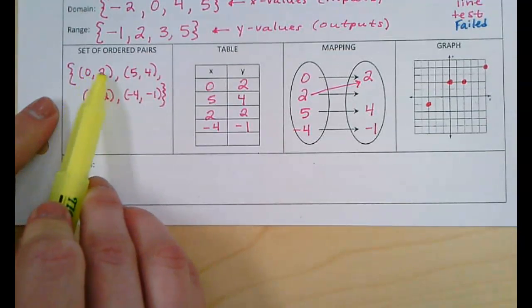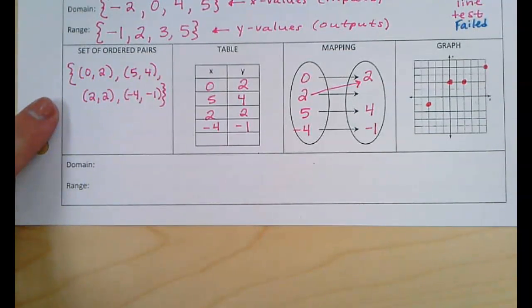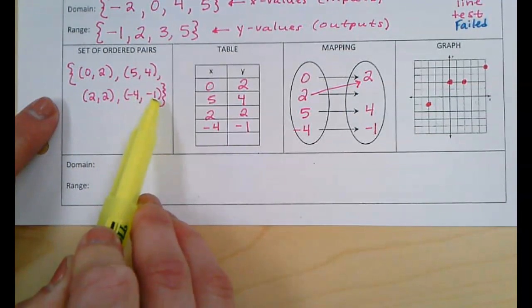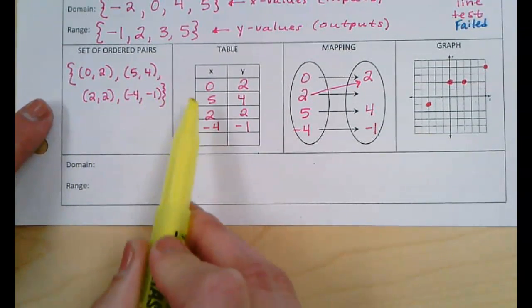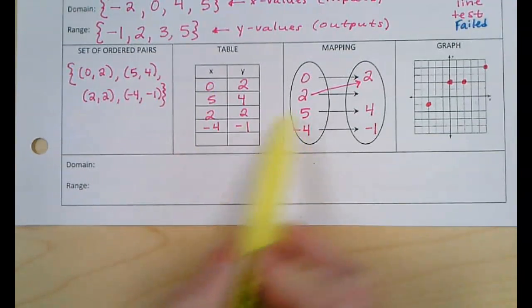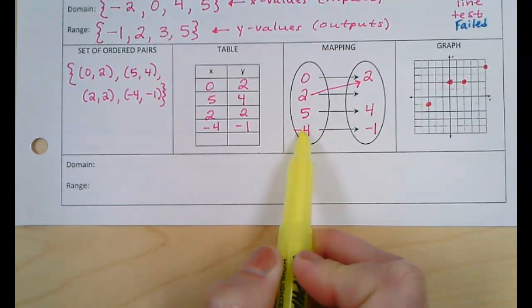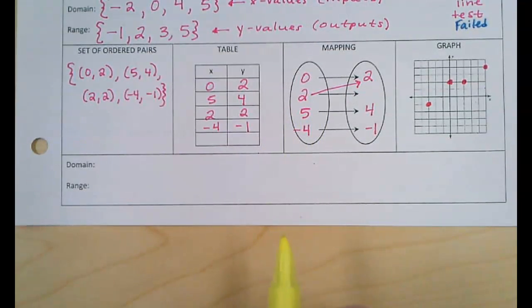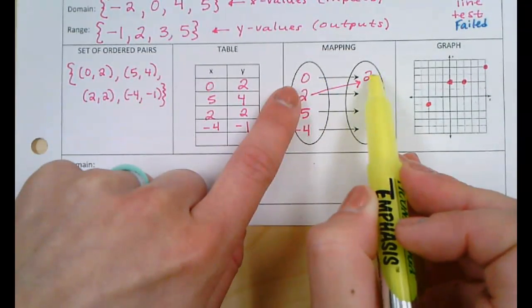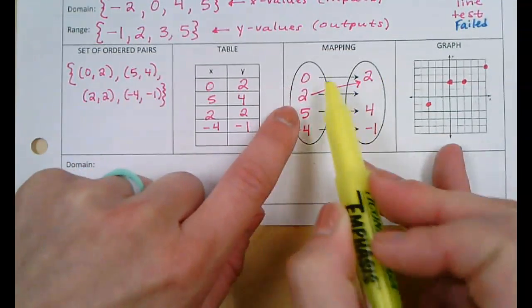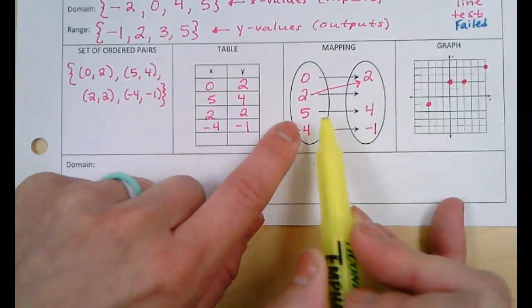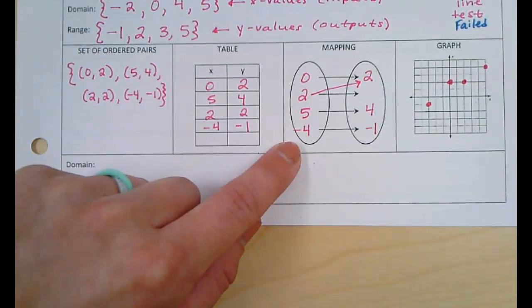We have 0 mapped out to 2, 5 to 4, 2 mapped out to 2, and -4 mapped out to -1. Now, if you look at your inputs on your table and your mapping, we do not have an input mapped out to two different outputs. 0 is only mapped out to 2. It's not mapped out to another number. 2 is only mapped out to 2. It's not mapped to another number, as well as 5 and -4.